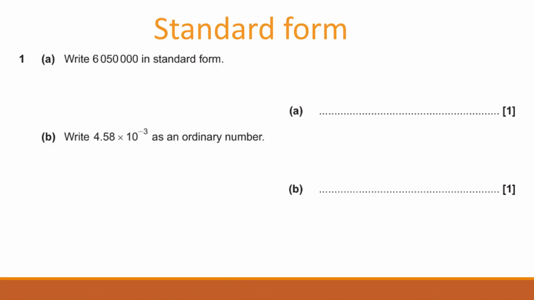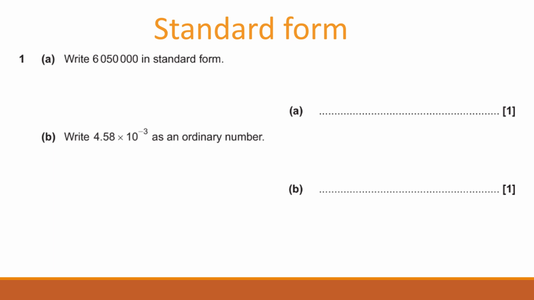The first question is a question on standard form. Standard form is when we write either very large numbers or very small numbers using the power times 10 to the power of something. So it's a different way of writing numbers. Question A is written as an ordinary number, and in part B the number is written in standard form. So in part A, we've got to convert the ordinary number into standard form, and in part B, we've got to write it as an ordinary number.